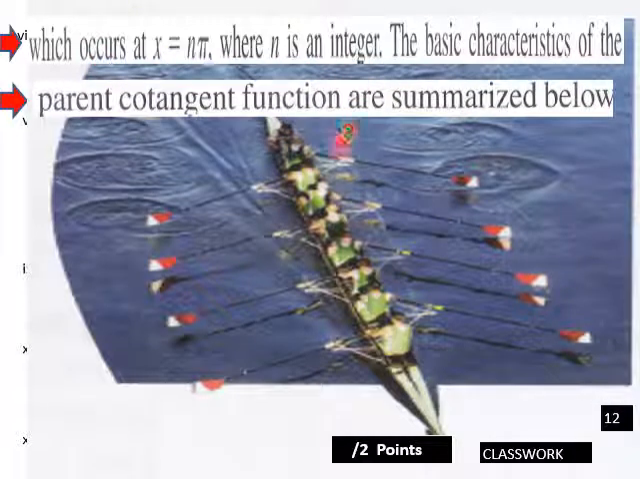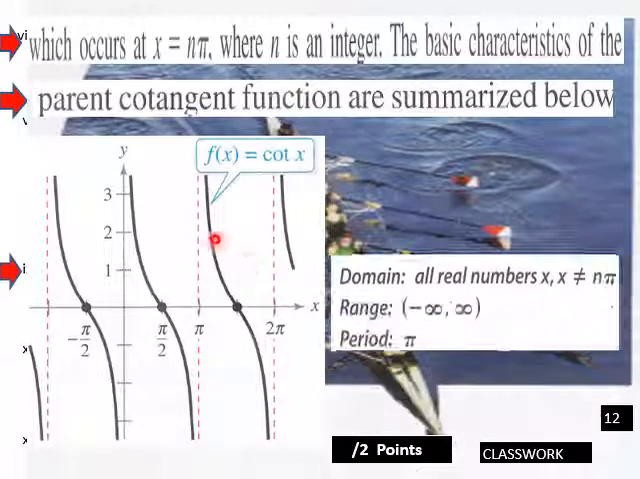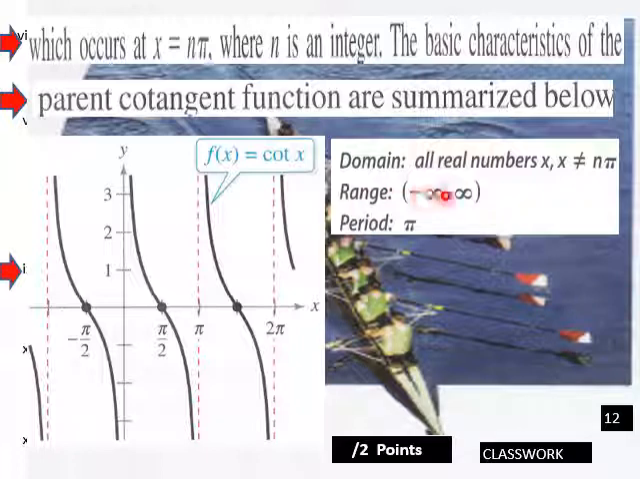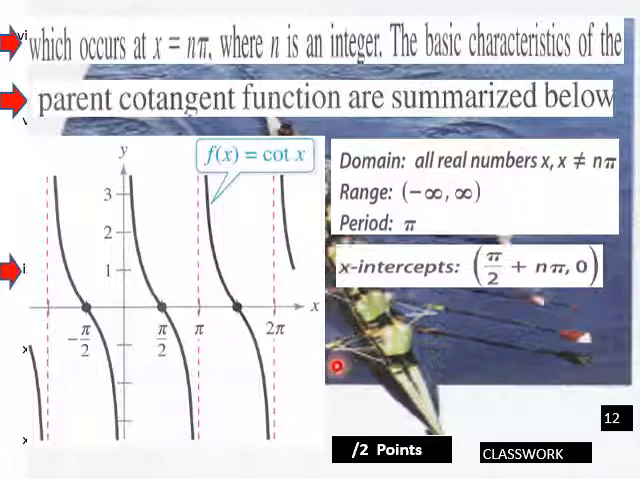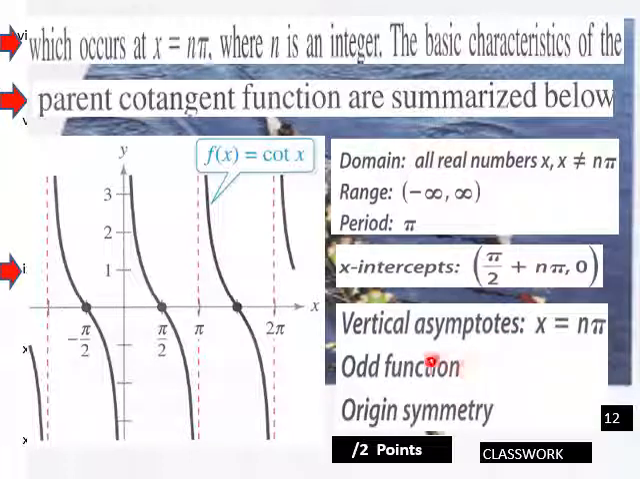The basic characteristics of the parent cotan function are summarized here below. Domain all reals, range negative infinity to positive infinity, period is pi, x-intercepts are pi over 2 plus n pi, and vertical asymptotes are x equals n pi. It is an odd function, so the symmetry is in relation to the origin.